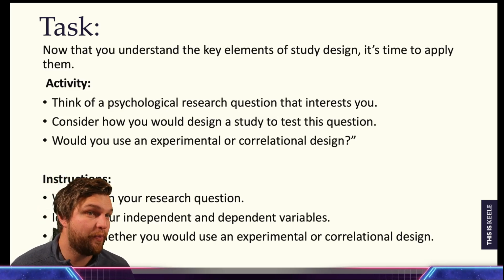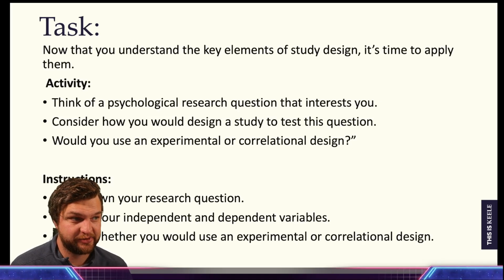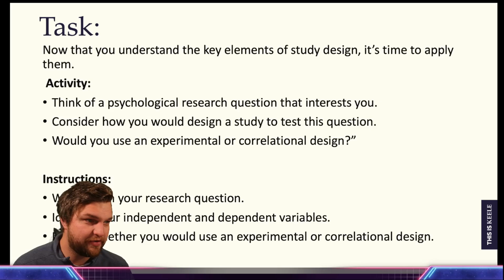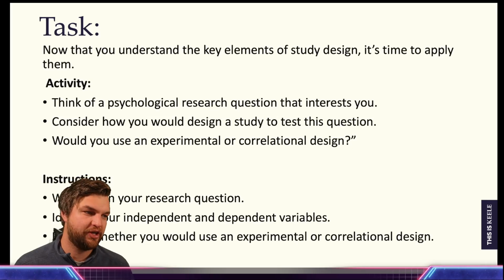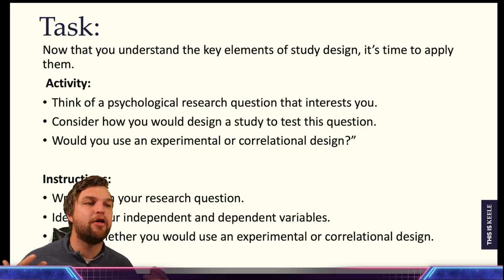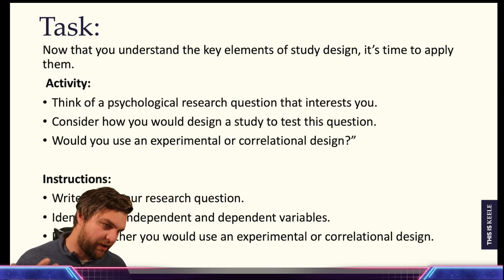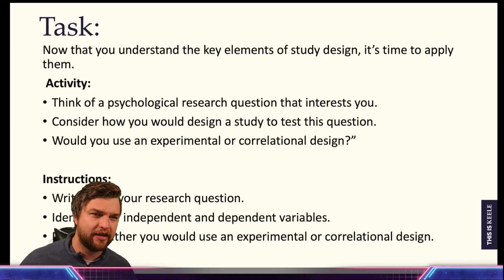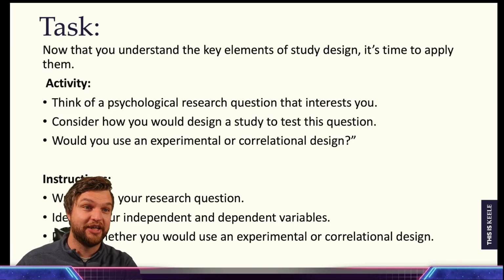You might not know or be aware of the difference between experimental or correlational design yet. The whole point of today, by the way, is that we do. So write it down, identify, remember these words, independent and dependent variables, and decide whether you'd use an experimental or correlational design. If you don't know, it's fine. You can come back to this, watch the next few videos, which will delve into a little bit more around experimental design, ANOVA, and regression. This is just kind of like a knowledge test. Okay, so see you in the next video.